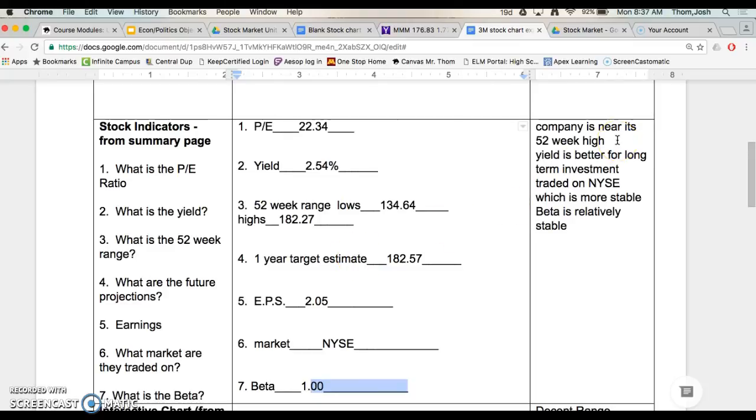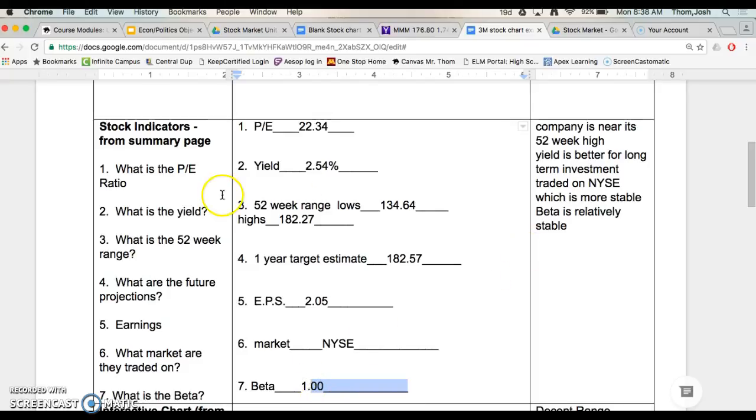Now that you have all that information, how will that possibly affect your choice? Well, I said that this company is currently near the high end of its 52-week range. Because they have a pretty good yield percentage and yield payouts through their dividends, this would be a better long-term investment. It's also traded on the New York Stock Exchange, which means it's a big stable stock. The beta is relatively low. We want that beta to be higher if we're investing for short-term stocks.